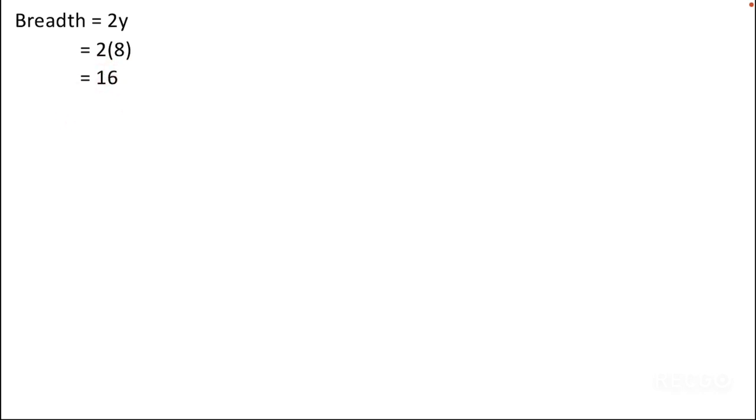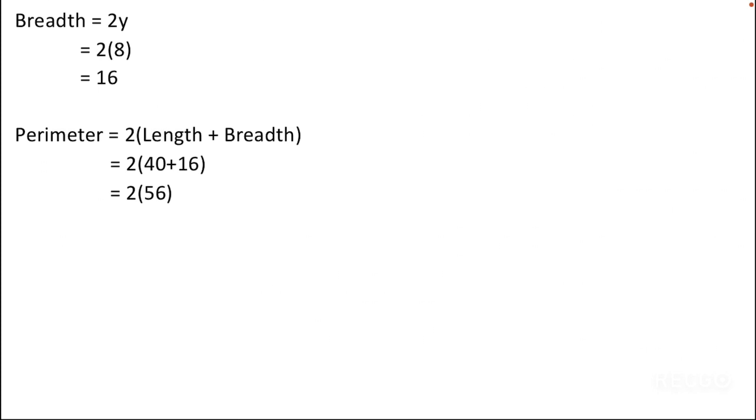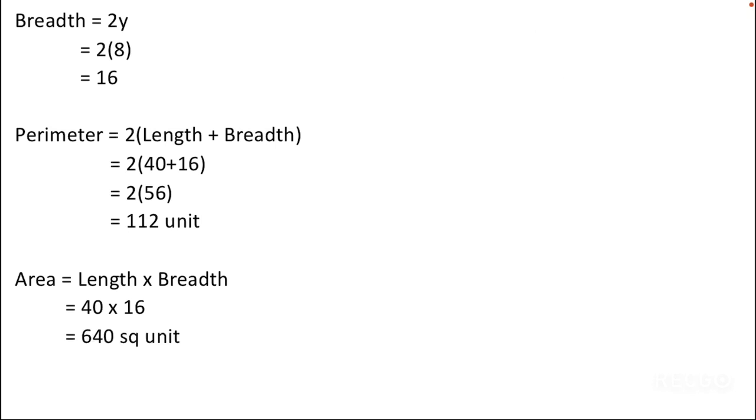Now we will be using this value of length and breadth to find the perimeter and area of the rectangle. So as I said, perimeter is 2 times length plus breadth. So we are having 2 times length plus breadth, that is 40 plus 16, which is equal to 2 times 56, which is equal to 112 units. And the area of the rectangle is what? Length into breadth. So we will be writing 40 into 16. So 40 into 16 is what? 640 square units.